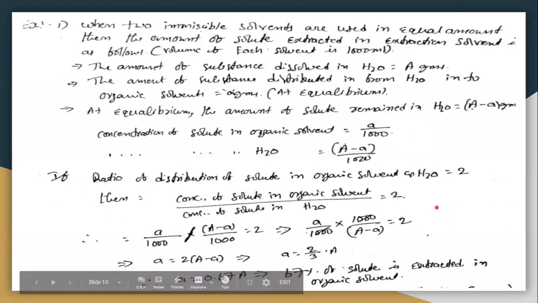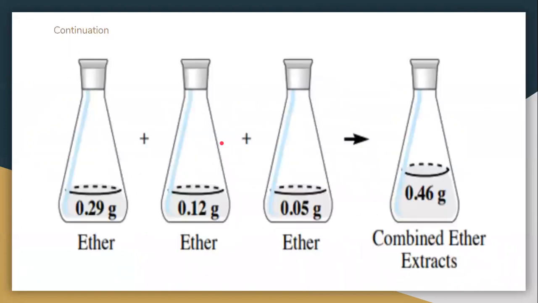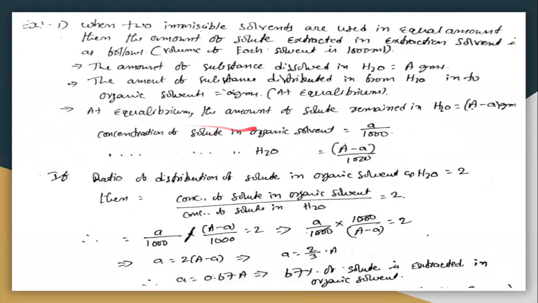Next, this is the calculation, how we can calculate. In that he mentioned these weights. If you do not mention them, then how can we do it? So here, at equilibrium, the amount of substance dissolved in water is capital A grams. How much, A grams of substance, is dissolved in water?